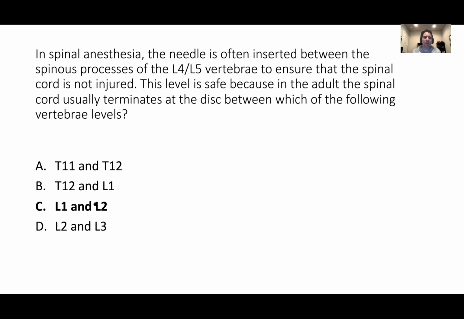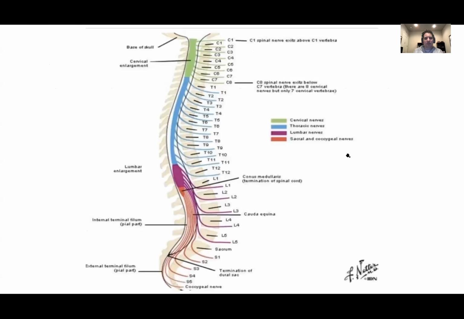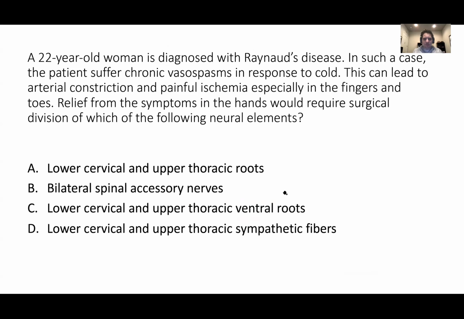So the conus medullaris ends at about L1, L2. So you definitely want to go below that. That's a good point to know. And you can see that here. This little area here is the conus medullaris, and this is the cauda equina. So if you do a lumbar puncture down here, L3, L4, L4, L5 area, the cauda equina is just going to kind of separate, and you can get the CSF and not harm the patient.